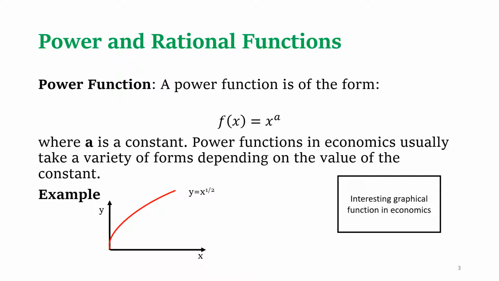But this typical example here, y equals x to the half, is given as this function, this red line. So we have y on the vertical axis and then x on the horizontal axis. We'll be using this one in due course as we move on. So let's forge ahead.